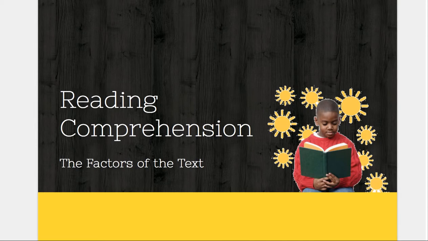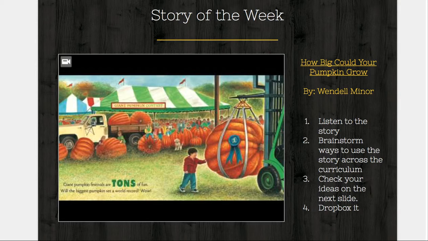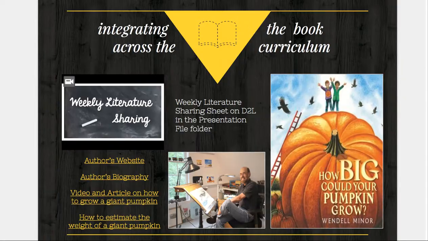And this is the factors of the text. Now, we do have a story of the week, and it's called How Big Could Your Pumpkin Grow by Wendell Miner. I would love if you can watch it and brainstorm, but if you can't, that's okay. On the next slide, I do have in our video how you would use this book. So if you don't have time to do the brainstorm, but you would like to see what I would do with this book, you could watch that quickly.